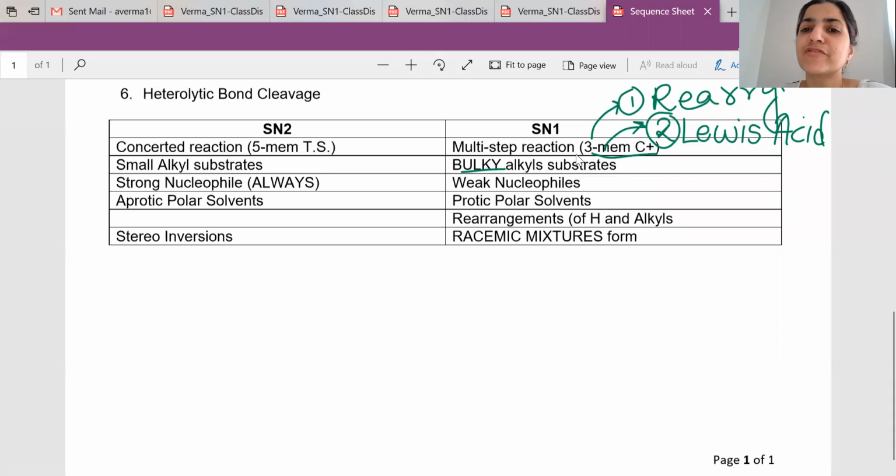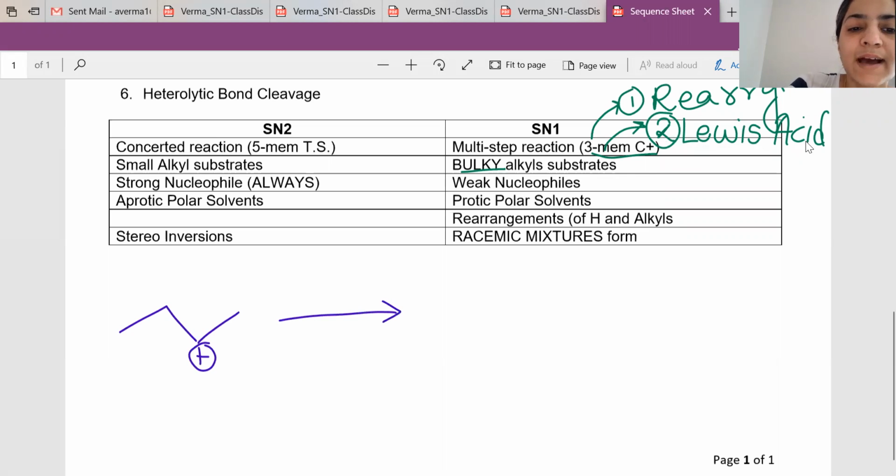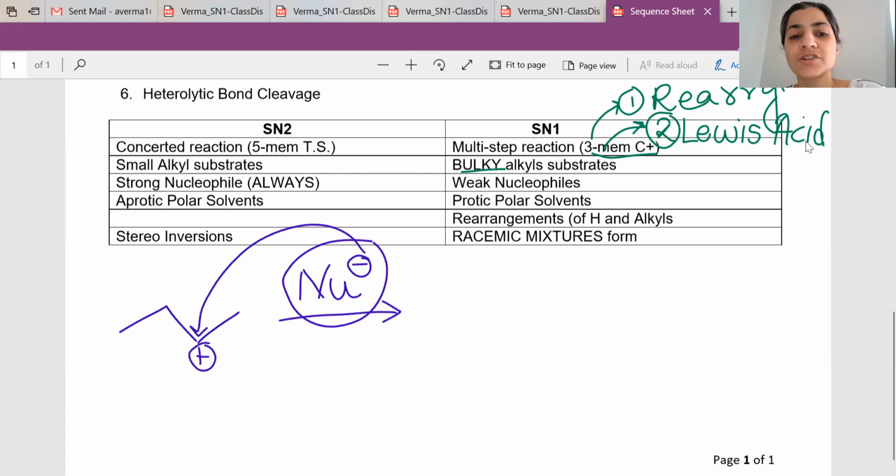The second piece of information that the carbocation gives us is that it is a Lewis acid. What is a Lewis acid? It is an electron deficient species. So if you have a carbocation, what is going to attack on it? An electron rich species. So whatever nucleophile, charged or neutral, does not matter.